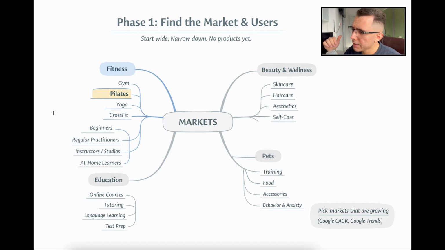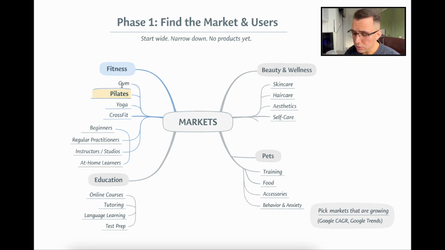Once we decide on the industry and potential sub-niche, we think about the users that are into this industry and niche. As a general thing, we might brainstorm that there are beginners, regular people going to the gym, yoga and so on, taking classes.